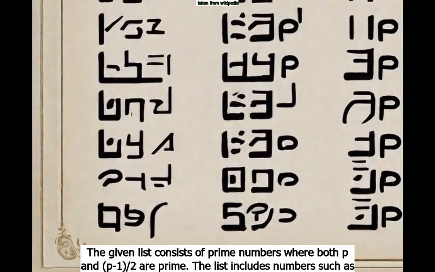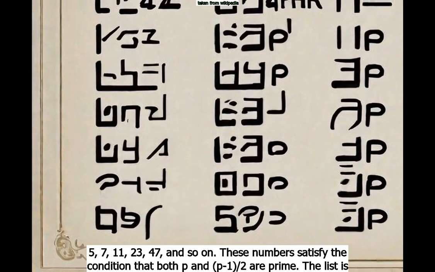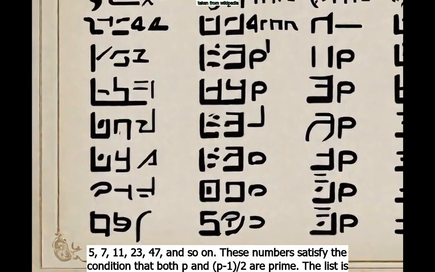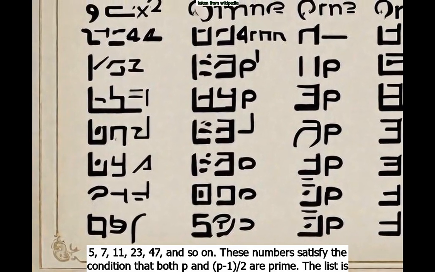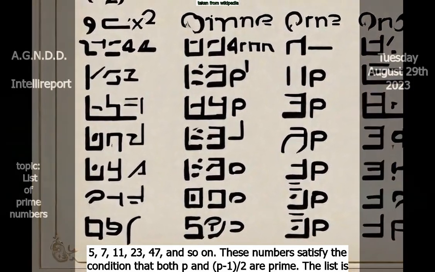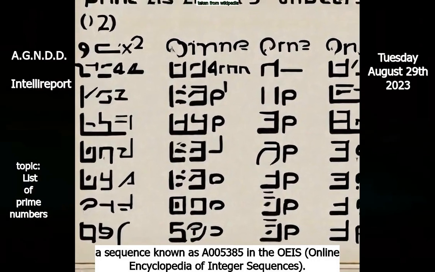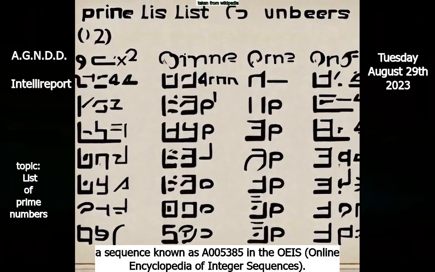The given list consists of prime numbers where both p and (p minus 1) divided by 2 are prime. The list includes numbers such as 5, 7, 11, 23, 47, and so on. These numbers satisfy the condition that both p and (p minus 1) divided by 2 are prime. The list is a sequence known as A005385 in the OEIS, which stands for the Online Encyclopedia of Integer Sequences.